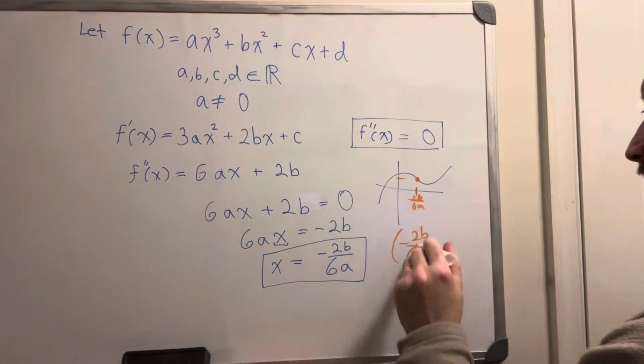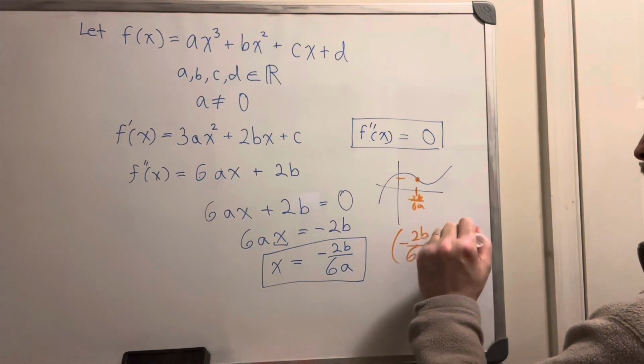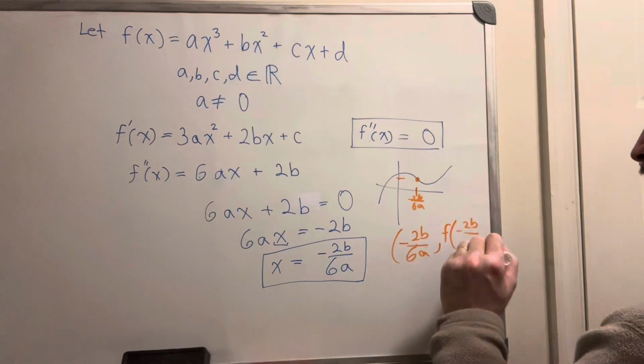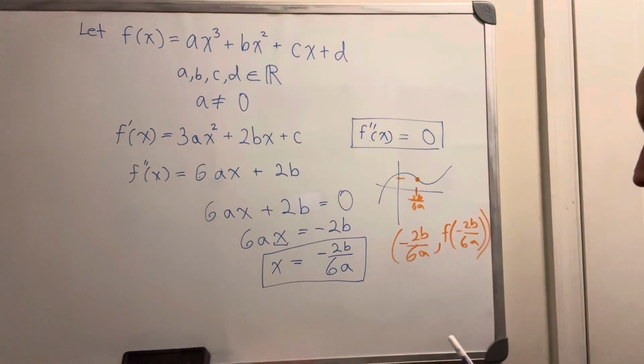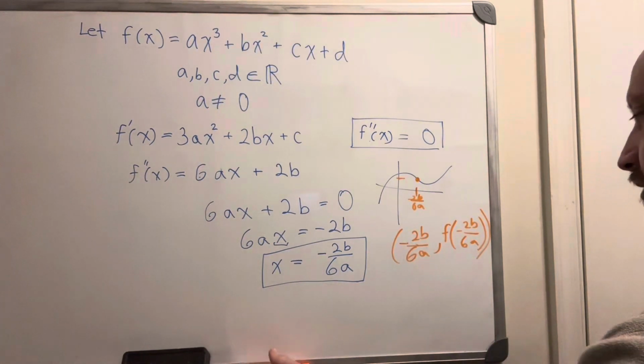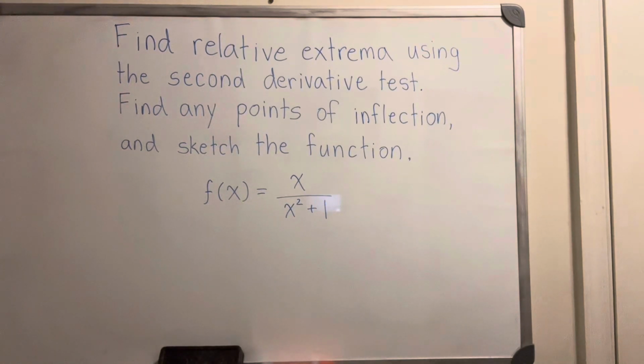And then if you plug that into the original function, so the inflection point will be at f of negative 2b over 6a. You could simplify that to b over 3a. But that's the proof that there's one point of inflection on any third degree polynomial. This problem says find relative extrema using the second derivative test. Find any points of inflection and sketch the function. And the function is f of x equals x over x squared plus 1.